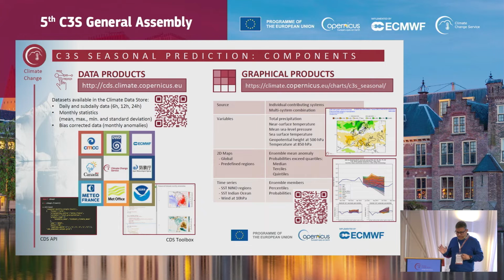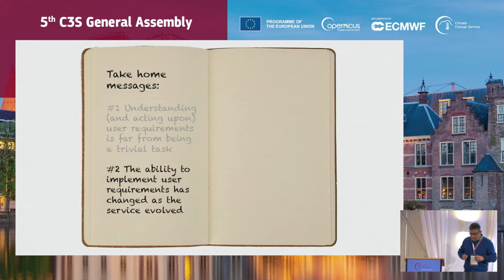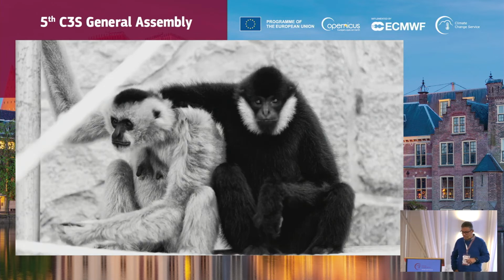So that's where we are now. And the thing is that our priority in those first stages was to build the service, to have something to serve the users. So the way we could answer user requirements was not quite the same as it's starting to become more and more, to be able to answer specific user requirements. So our ability to implement user requirements has been evolving as the service evolved.